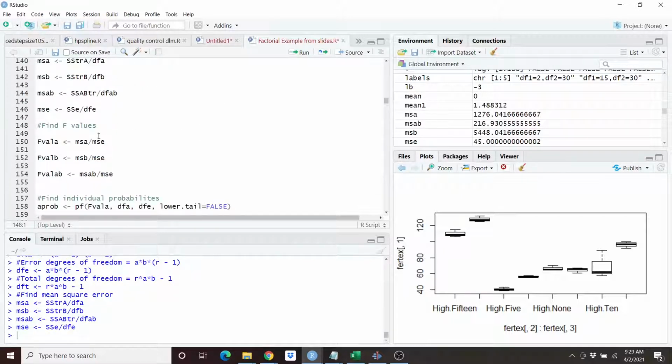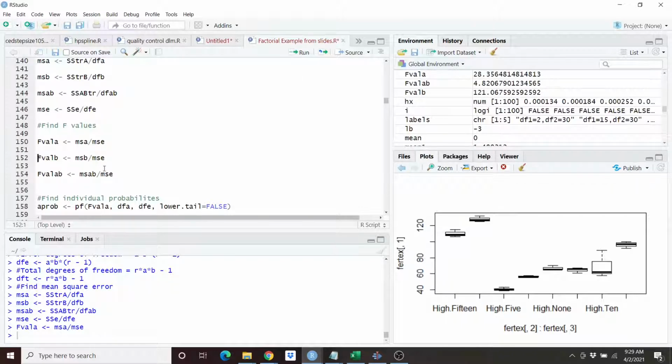And now we can find our F values. Much like the other designs we've looked at, the F value for A is simply mean square A over mean square error. The F value for B is mean square B over mean square error. And the F value for the interaction is mean square AB over the mean square error.